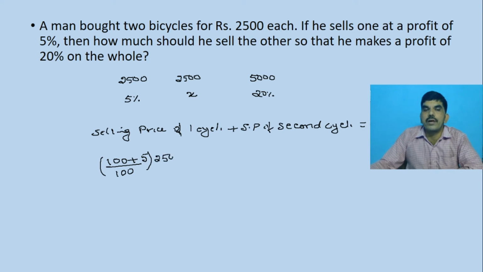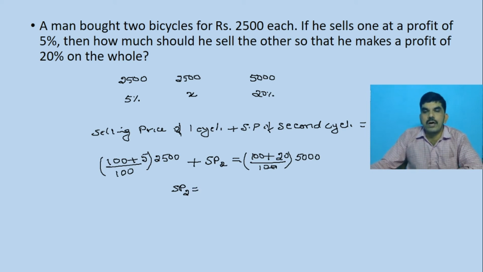into 2500. So this is the selling price of first bicycle plus, see here what is asked, how much should he sell? Not in terms of percentage. So I will take this as SP2 only. Selling price of second bicycle equal to, he should make a total profit of 20%. So (100 plus 20) divided by 100 whole thing into 5000. So he should make a 20% profit on 5000. So what is the SP2?